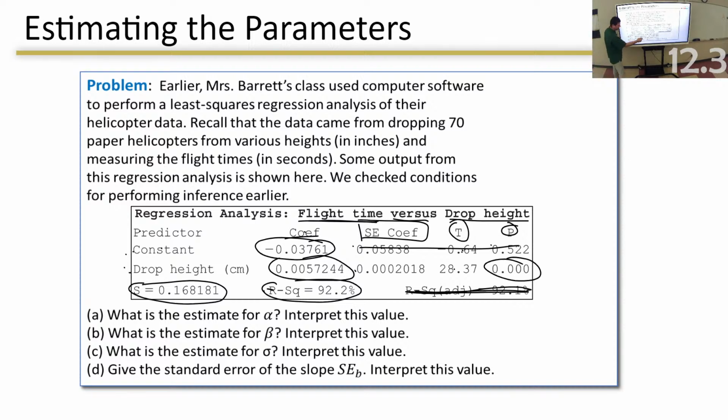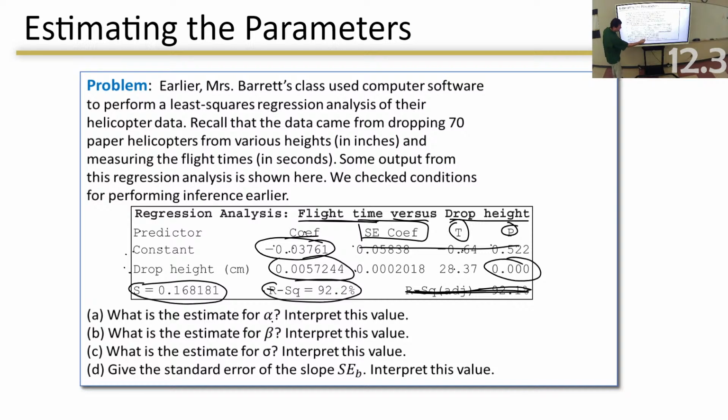So what is the estimate for alpha? Well, the estimate for alpha is that y-intercept. Interpret this value. You need to know how to interpret that. When the drop height is 0, the flight time is negative 0.037, which makes absolutely no sense. When you drop it from the ground, the flight time is negative. It makes no sense whatsoever. But that's what it is.